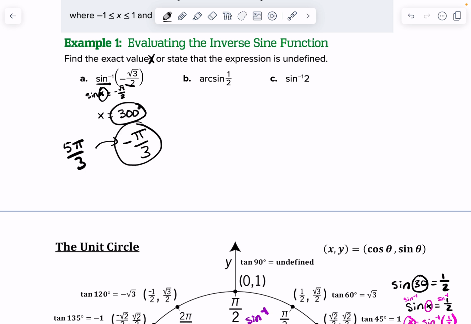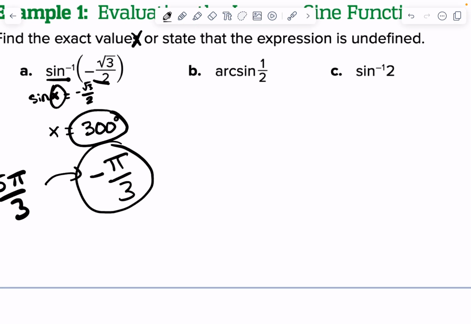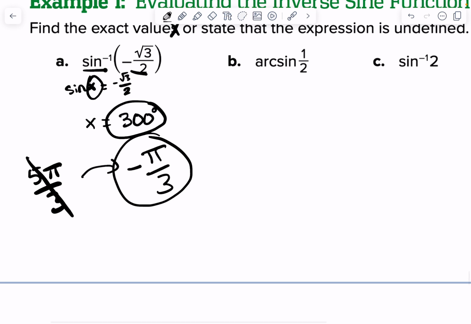Because it's going from negative pi over 2 to positive pi over 2. Instead of calling it 3 pi over 2, they call it negative pi over 2. I know that was a little bit confusing, but instead of saying 5 pi over 3, they'll say negative pi over 3, which is the same thing as 300 degrees. Okay, a little bit confusing.